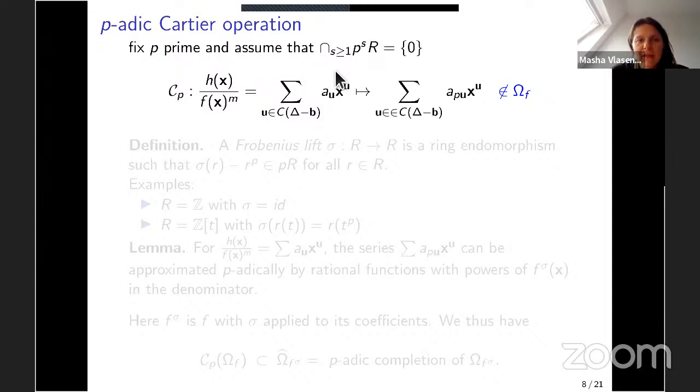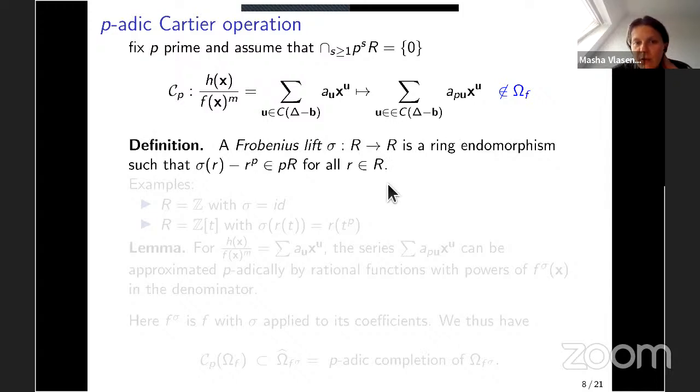And consider the following operation, which takes a rational function, takes its formal expansion at a vertex B, and then removes the terms which have exponents not divisible by p, and extracts the p-th root afterwards. So this is the operation. It's quite clear that we are destroying the fact that it's a rational function. We do some weird operation with the formal expansion here. But we can remedy this problem in the following way.